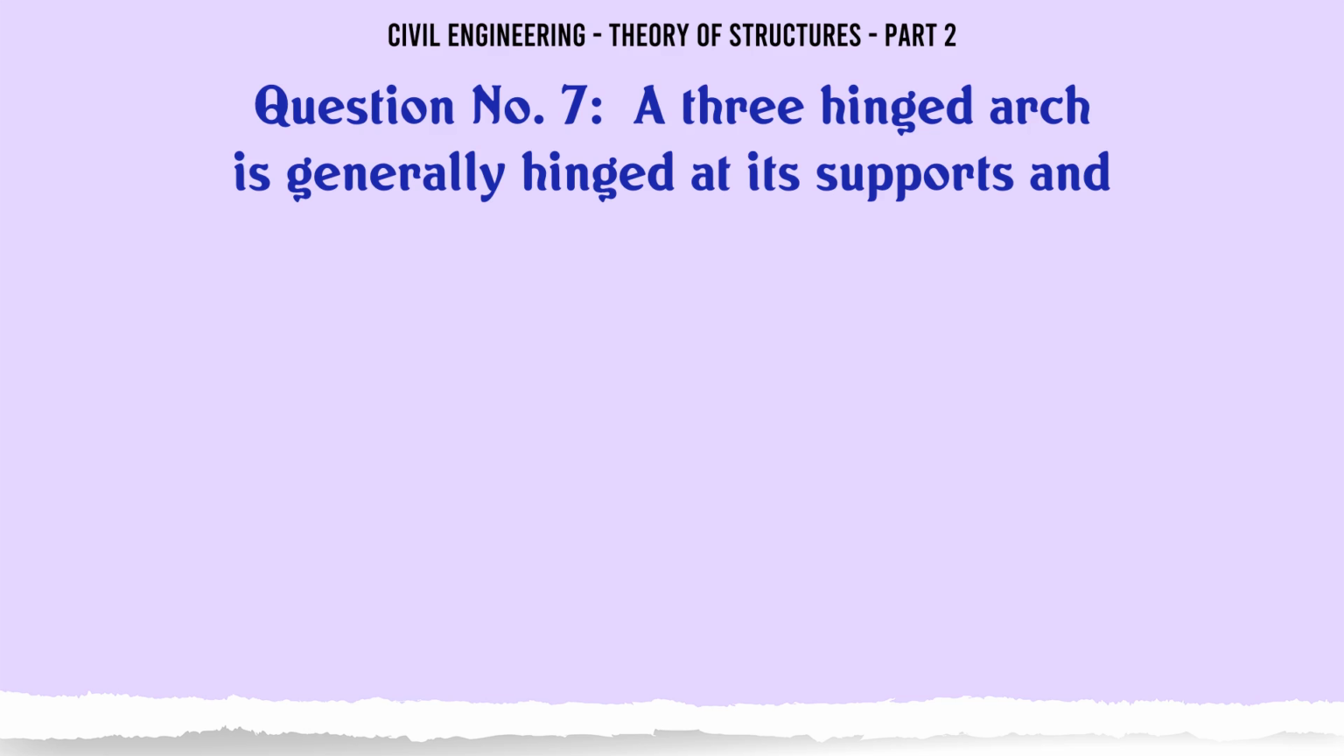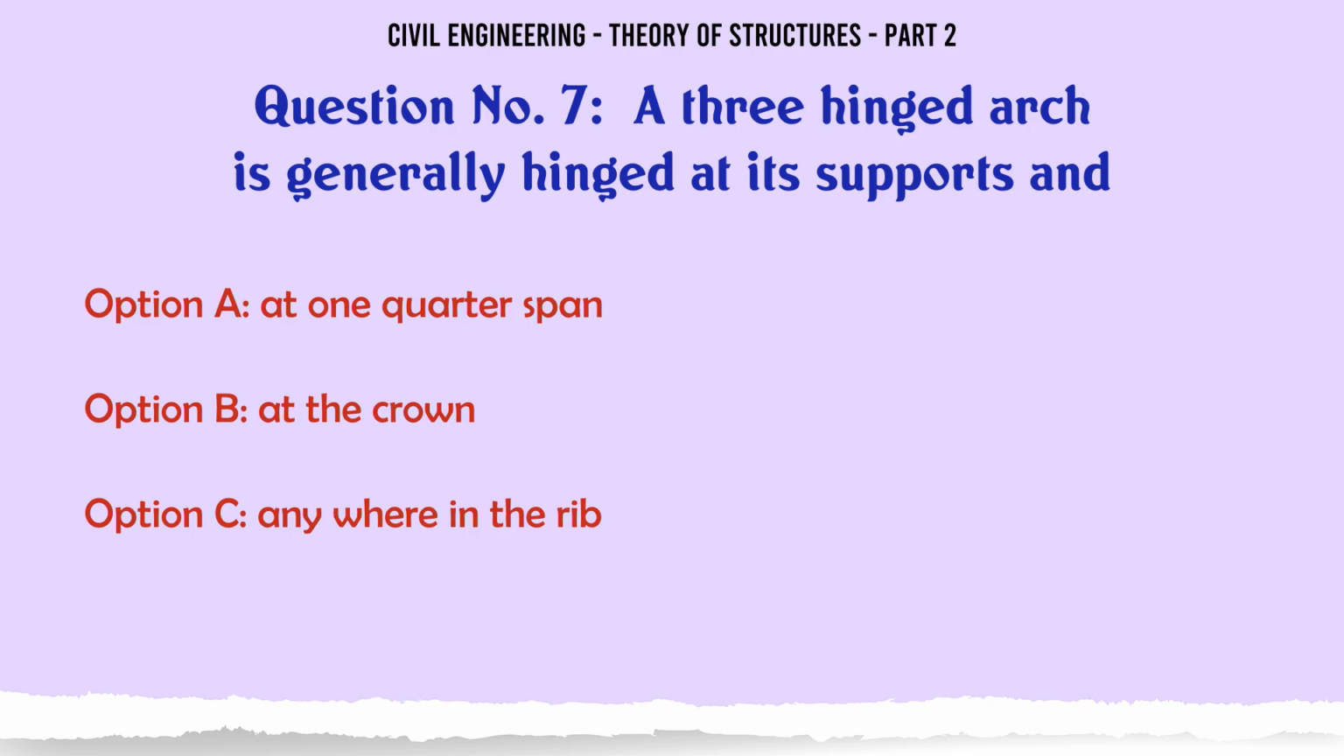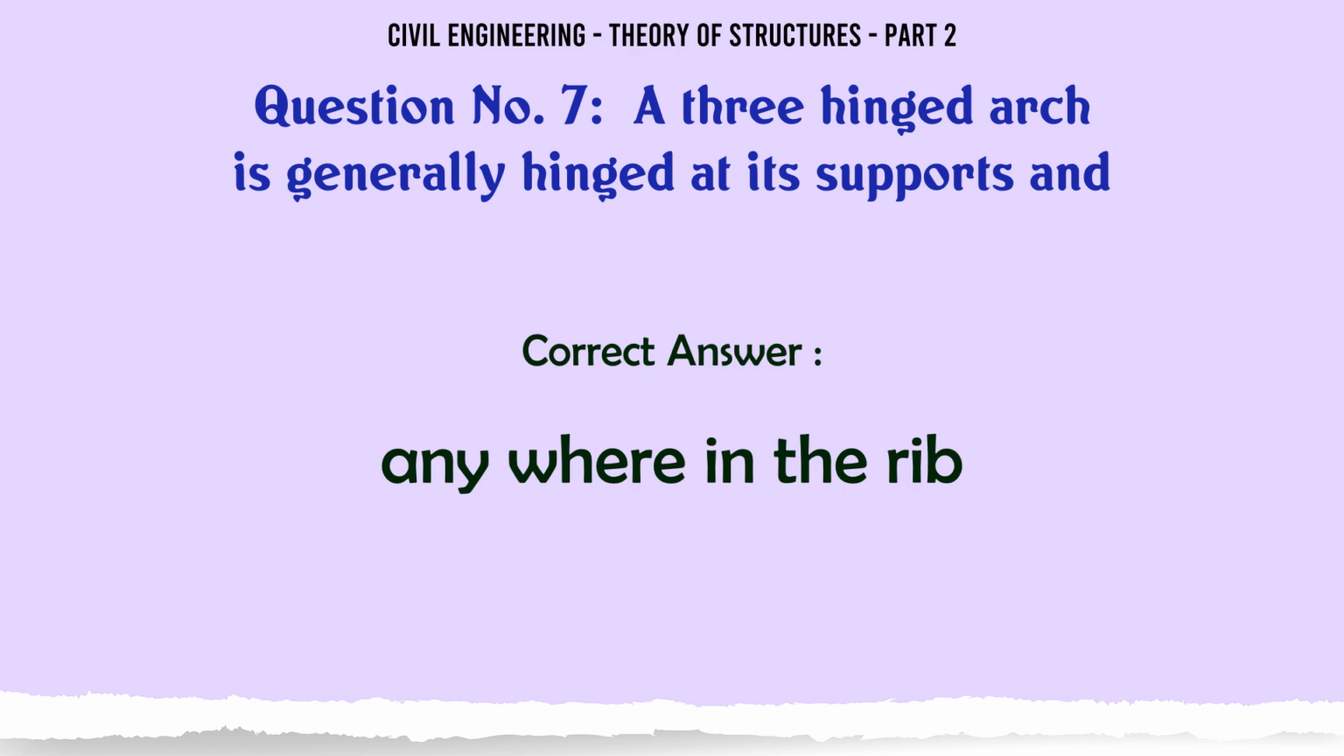A 3-hinged arch is generally hinged at its supports and A, at 1/4 span, B, at the crown, C, anywhere in the rib, D, none of these. The correct answer is anywhere in the rib.